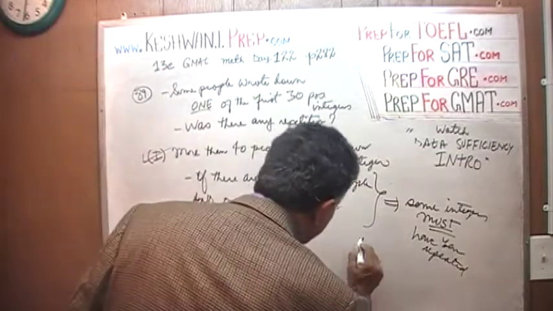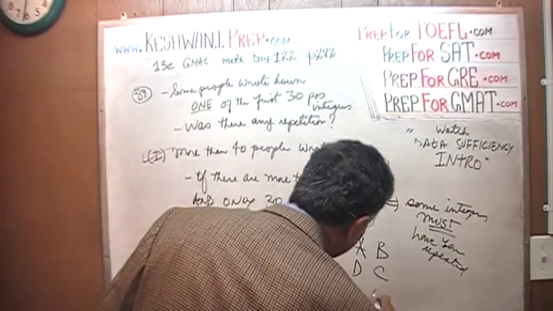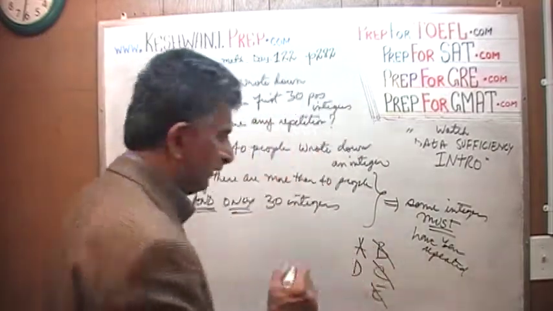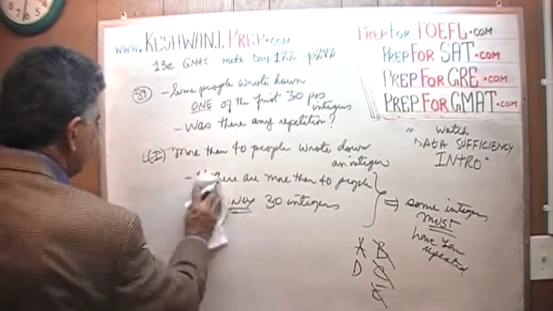Therefore, A, D, B, C, E. Since the first statement by itself does the job, the answer cannot be B, C, or E. It will have to be either A or D. Let's look at the second statement.